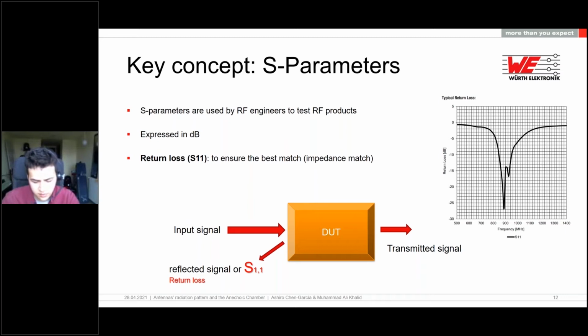because it's one of the parameters that is measured for the antennas using one port in the equipment. For example, a vector network analyzer, a VNA. It is expressed as a negative value, as you can see in the example graph on the right side.